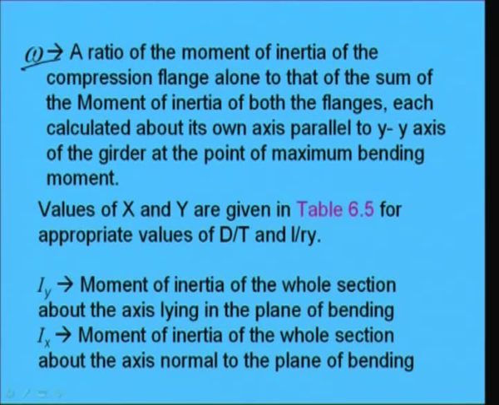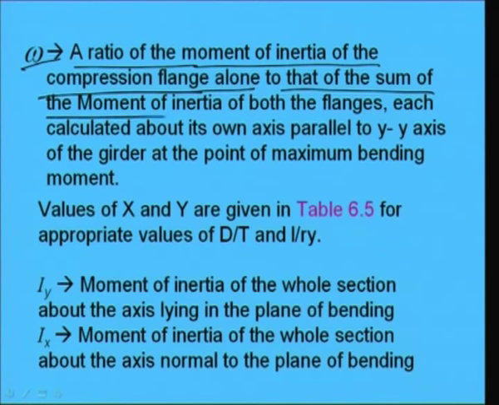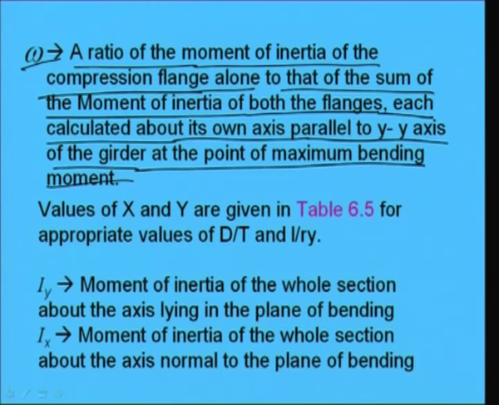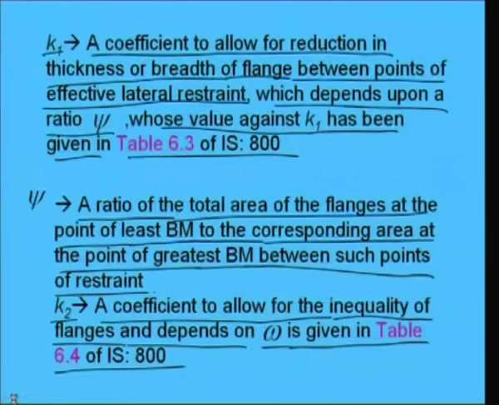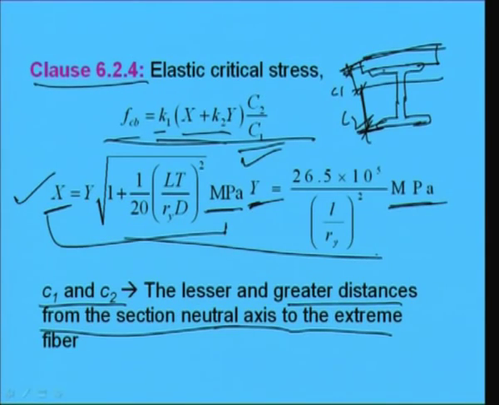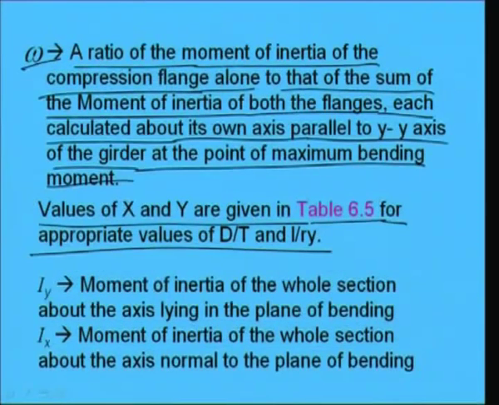Now, what is omega? Omega is the ratio of the moment of inertia of the compression flange alone to the sum of the moments of inertia of both the flanges, each calculated about its own axis parallel to the yy axis of the girder at the point of maximum bending moment. And values of x and y are given in table 6.5 for appropriate values of d by t and l by r y. So, values of x and y can be found from this equation, or simply from table 6.5 also.